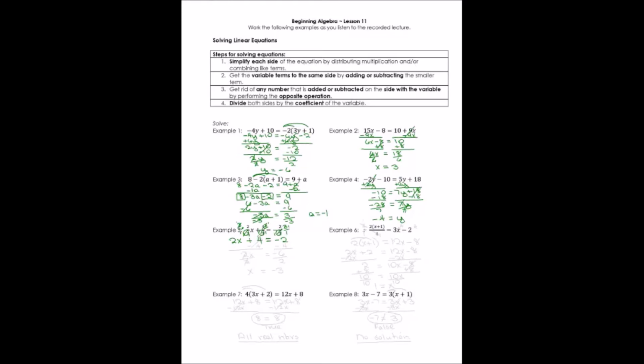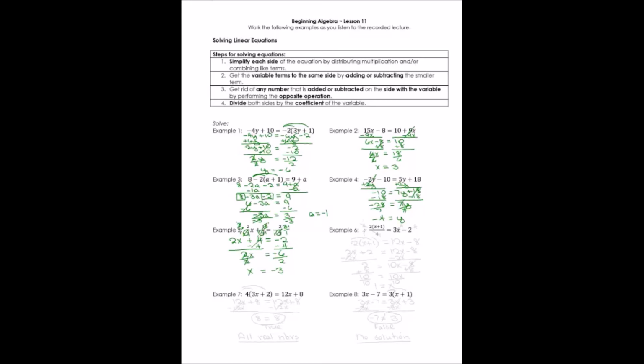Now, I want to get rid of this 4 that's added to my variable term, which is step number 2. And I have 2x equal to negative 6. And step number 4 is the last part. I'm sorry, that was step 3. Step 4 is the last part. Divide by 2. And x is equal to negative 6 divided by 2, which is negative 3.